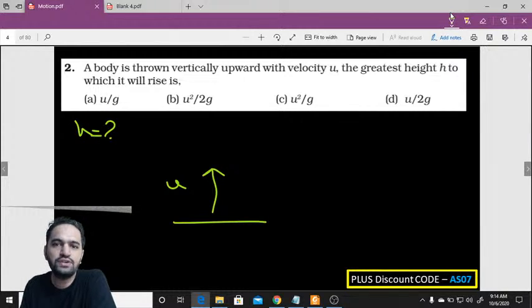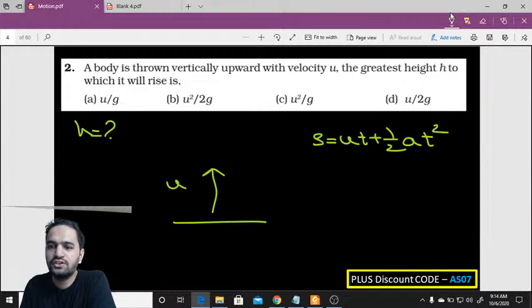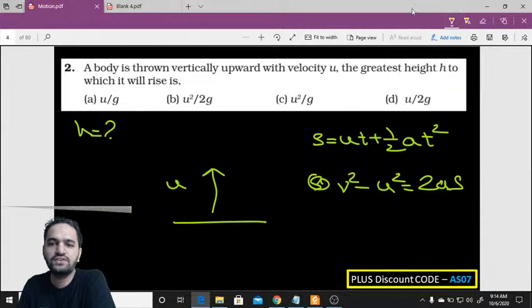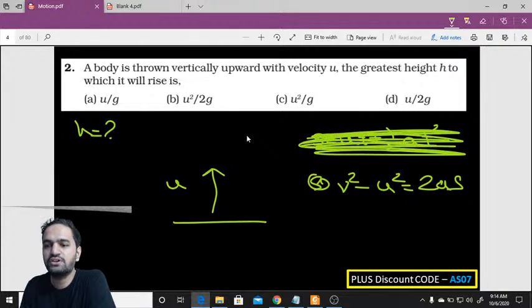Now there are two ways through which you can calculate this. Either you can calculate with the help of s = ut + (1/2)at², or you can use v² - u² = 2as. Which one should we go for? In the question, have they given us time? They have not given us the time, right? So we cannot use this formula, because they have not given us the time in the question. But the other values they have given.